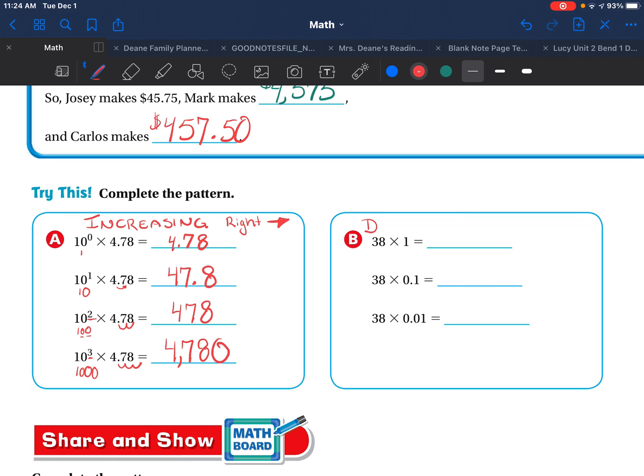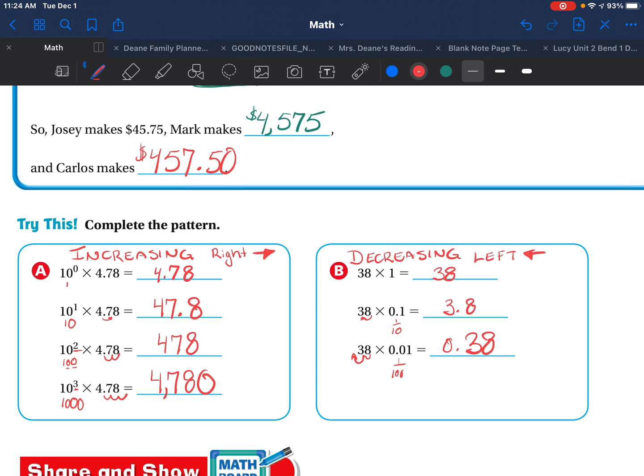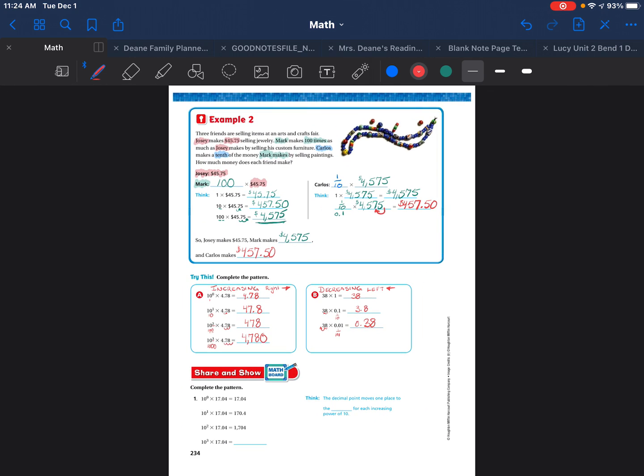Okay, easy enough. The next one, I have 1/10 and 100th. So we know that this one is decreasing. And I'm going to be moving to the left. So anything times 1 is itself, so we got that. So this is the same as 1/10 and 1/100th. And I'm going to move one place over, so that's 3.8. And then 2 places over, that would be 0.38. So not too bad. Once you realize what's increasing and decreasing, it's just knowing where to move.